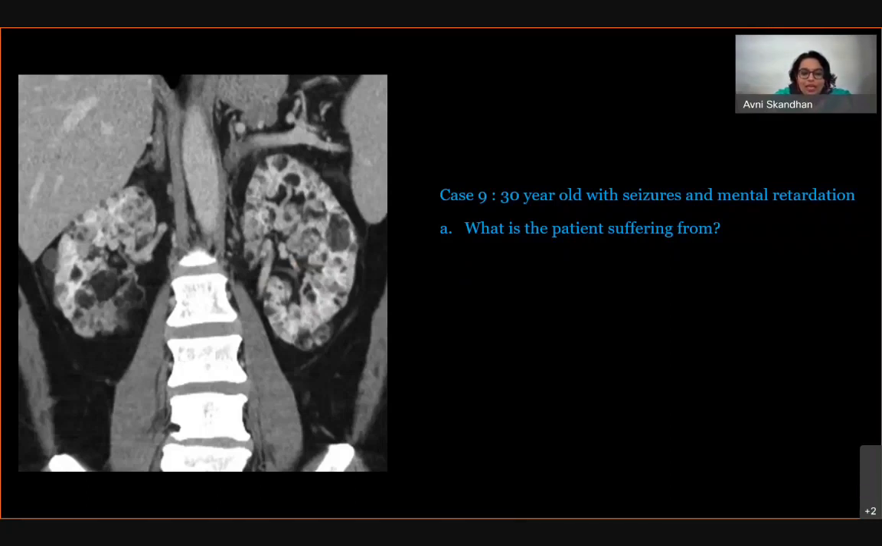So yes, you are seeing multiple fat density lesions in both the kidneys. Multiple lesions are seen in both the kidneys, that is multiple angiomyolipomas. I've given you the history that this patient has seizures, this patient has mental retardation. And I think the third part of the spectrum is adenoma sebaceum. So that is the spectrum that you see. And these are the findings in the kidney that we see.